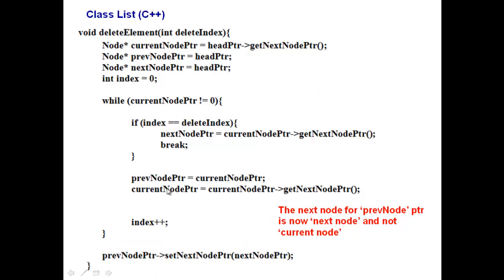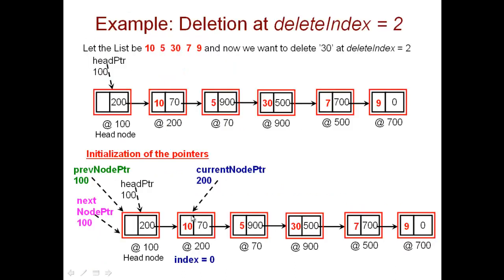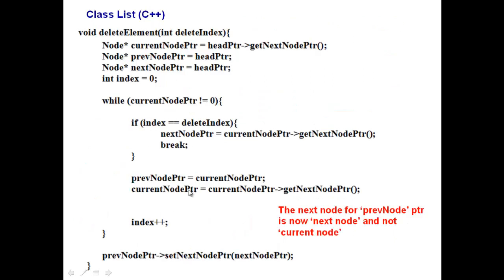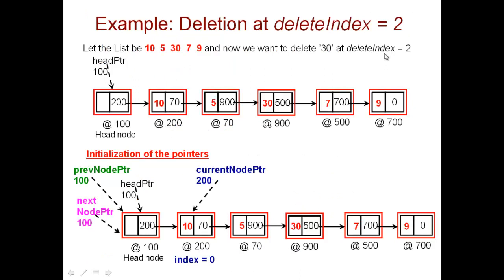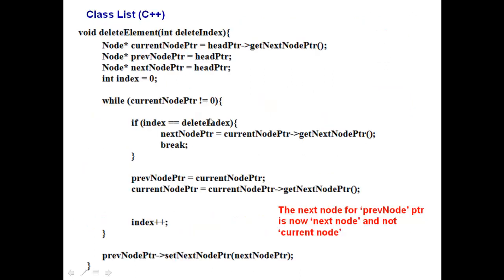Now we go through a loop to traverse the list until we reach the index that we want to delete. We'll make sure the current node pointer is not null to get inside the loop. Right now it's 200, so it's not null, and we can get inside the loop. The current node pointer always indicates the node at which we are currently looking, corresponding to index. Index is 0 right now, and let us assume delete index is 2, so you want to delete the node at index 2. 0 is not equal to 2, so we do not get inside this block. We'll come out and do the rest of the code inside the loop.